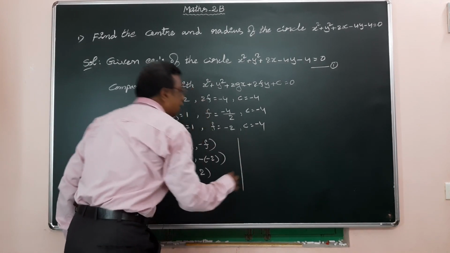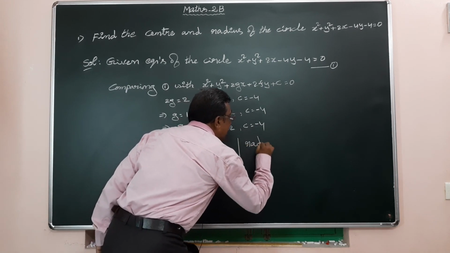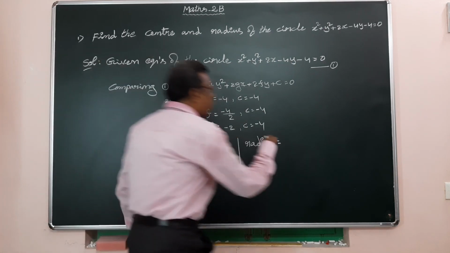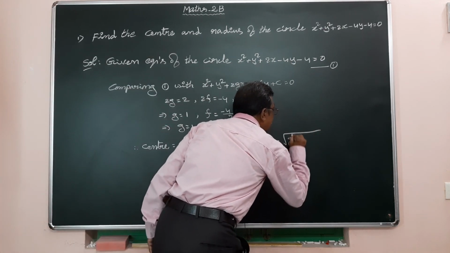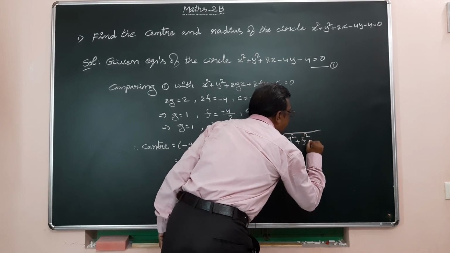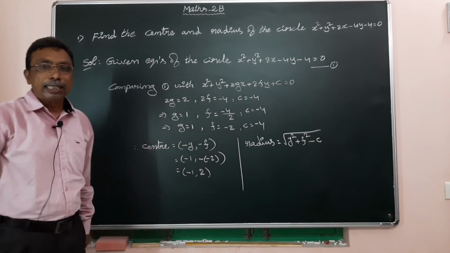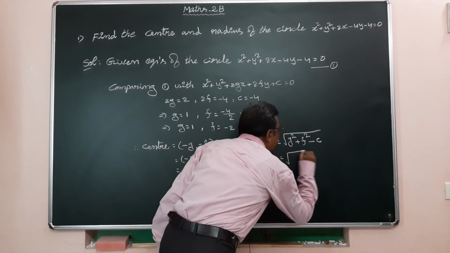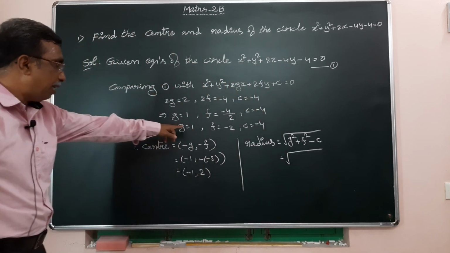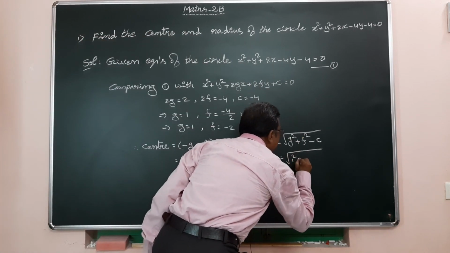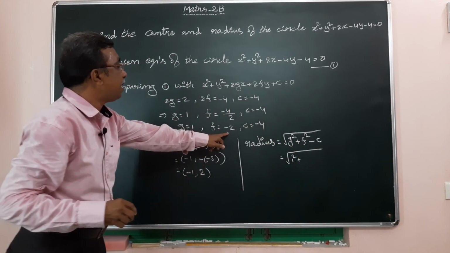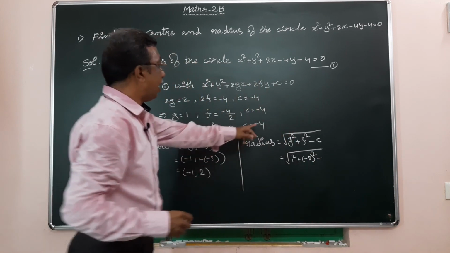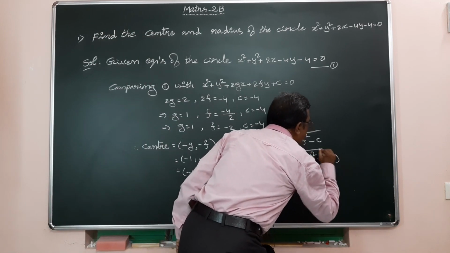Next we find out radius. Radius equal to, what is the formula of radius? Square root of g square plus f square minus c. That equal to square root of g square. What is the g value? 1. 1 square plus f square. f is minus 2. Minus 2 whole square minus c. c is minus 4. Minus 4.